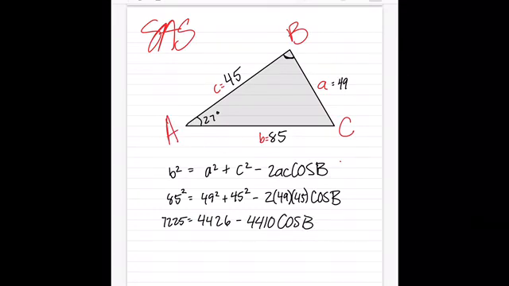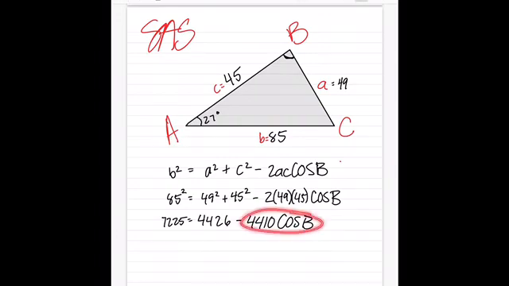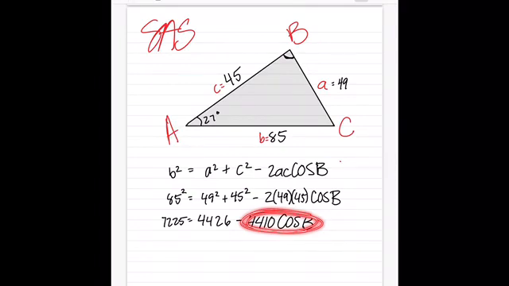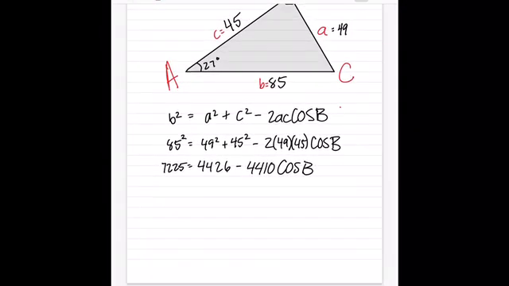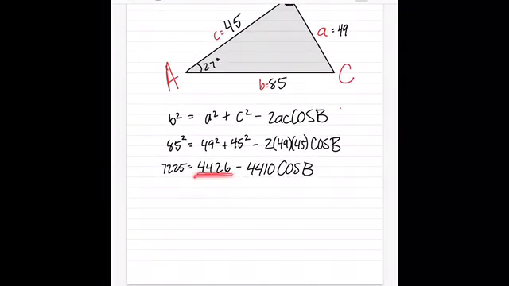All right, now I need to get B by itself. So let's see how much we can simplify. Remember that this 4410 is attached to that cosine B. So you're not going to subtract that to get it to go away. You're actually going to have to divide, but we'll get there. But I can subtract this from this. So I'm going to subtract 4426 from both sides.